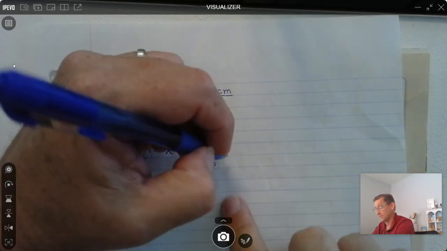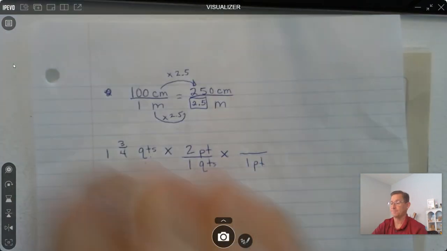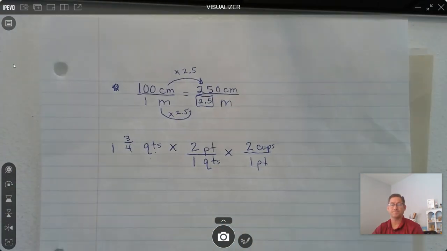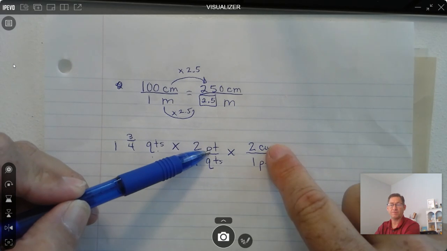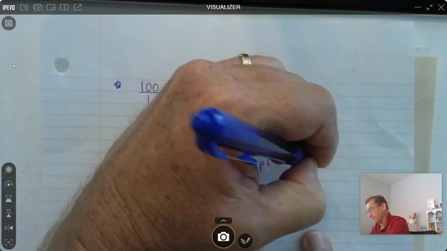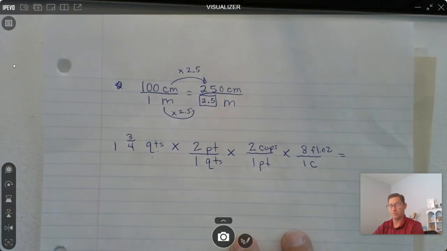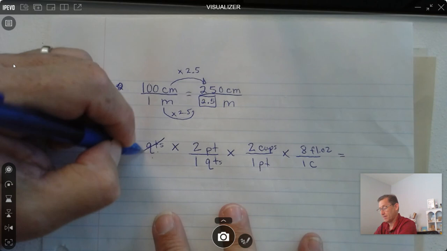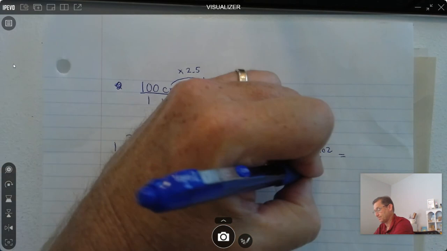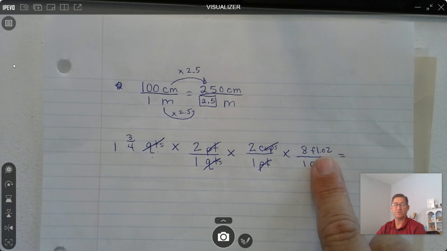We have to get to fluid ounces. So in 1 pint, how many cups are there? In 1 pint, there are 2 cups. So again, now the pints cancel out and we're left with cups. Is that what we want? No, we need fluid ounces. So in 1 cup, there are 8 fluid ounces. So let's see if we got our map right. Quarts are canceling, the pints cancel, the cups can be divided out, and I'm left with fluid ounces.